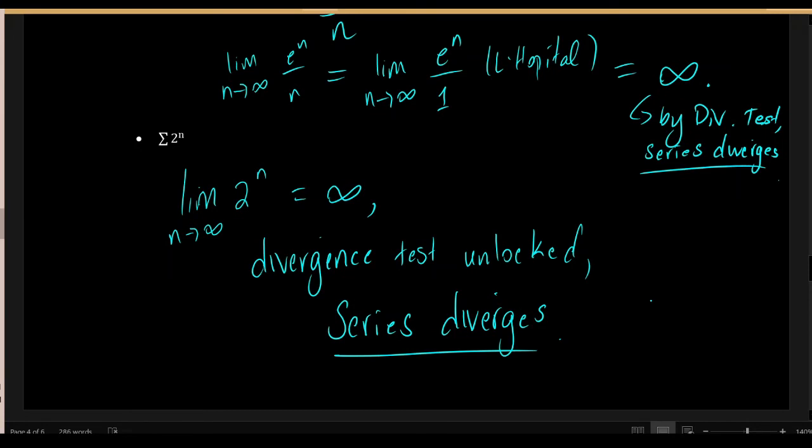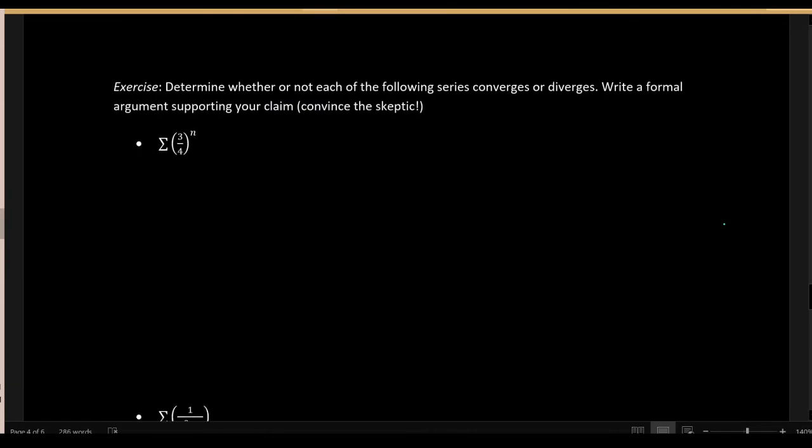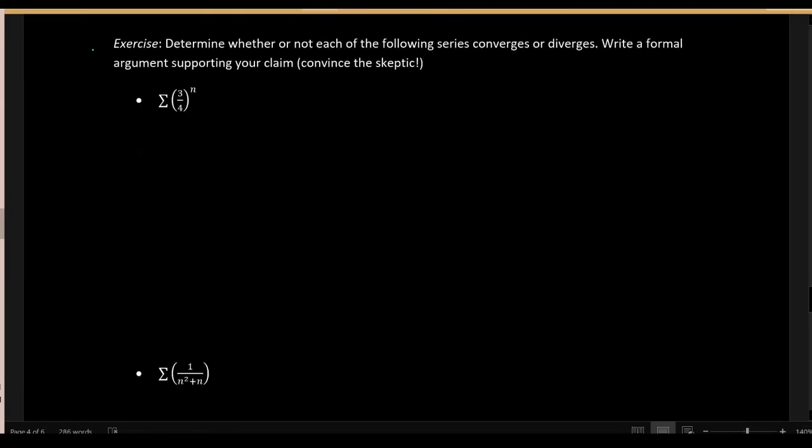On something like an exam or on a cumulative weekly homework, you're going to be given a series and you're going to have to figure out which of our many different techniques and tests you can use to make a logically valid conclusion about whether the series converges or diverges. So let's get some practice with that, and let's try and figure out which technique would be the most appropriate to decide and prove whether the series converges or diverges. Let's write a formal argument. Let's convince the skeptic. In other words, convince me.